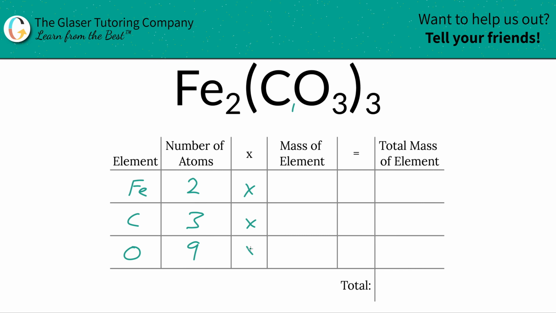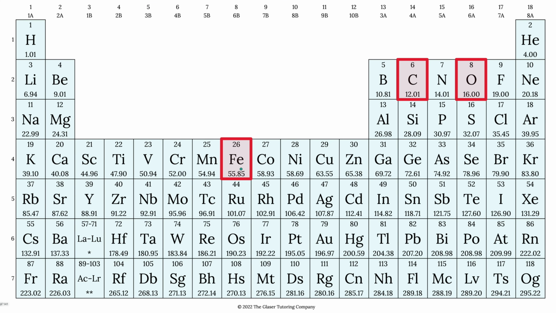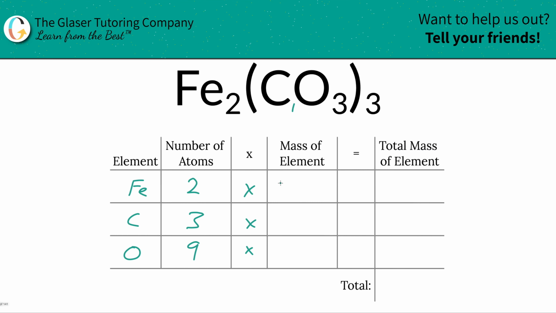Then we're going to take those number of atoms and multiply it by the mass of each particular element. That's where the periodic table comes into play. So this is the mass of iron, 55.85, carbon is 12.01, oxygen is 16. So let's write them in. 55.85 for iron, carbon is going to be 12.01, and oxygen was 16.